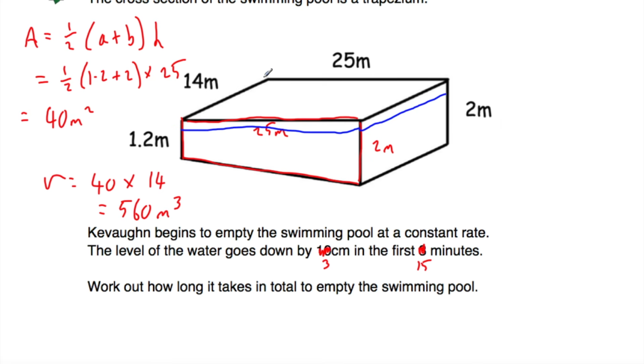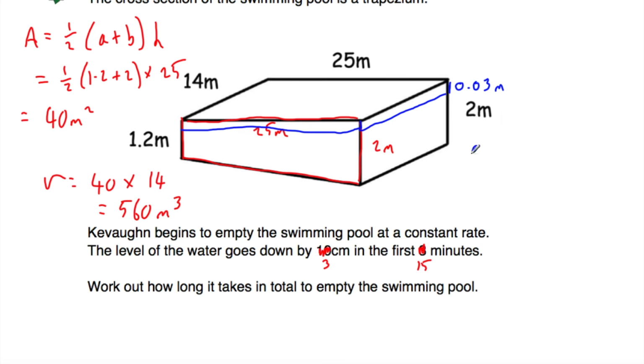So the level of water in the pool would decrease by 3 centimetres in the first 15 minutes. If we work out the volume of this cuboid, the space in the pool above the level of the water, that'll be how much water has left the pool. That cuboid would have a length of 25 metres, a width of 14 metres, and a height of 0.03 metres, because that's how much the level of water has decreased by, which is 3 centimetres. So 14 times 25 times 0.03 will tell us the volume of water that has left the pool in the first 15 minutes.